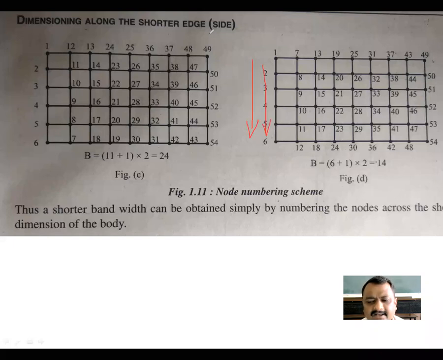You can expect this sort of a thing in the first module or first chapter, either theory or concept. So is the point clear about node numbering scheme? Node numbering scheme, is it clear to everyone? Are you understanding it?